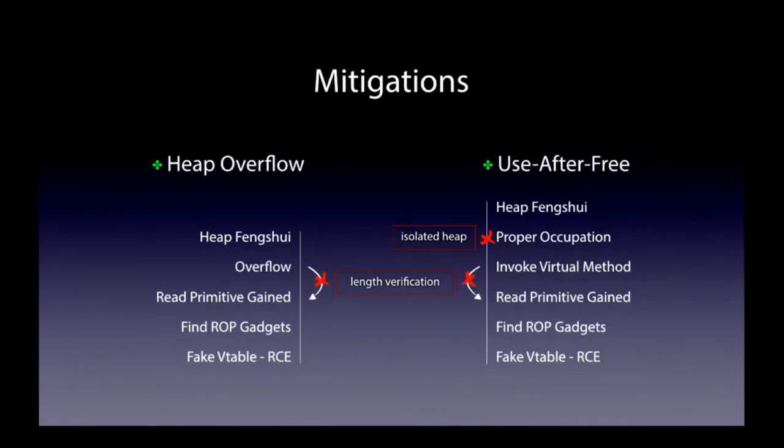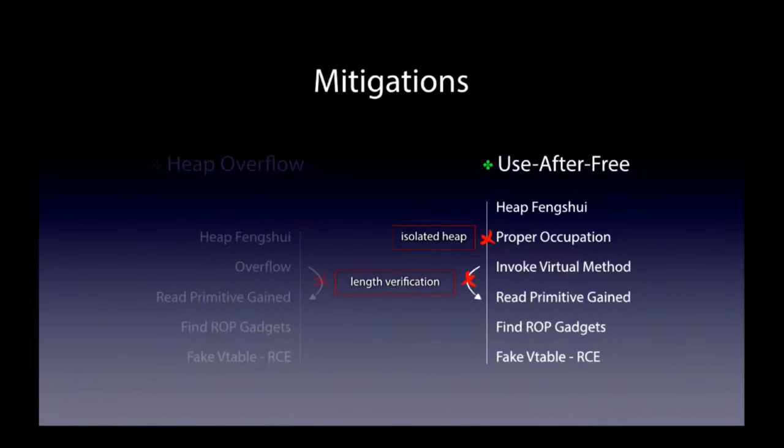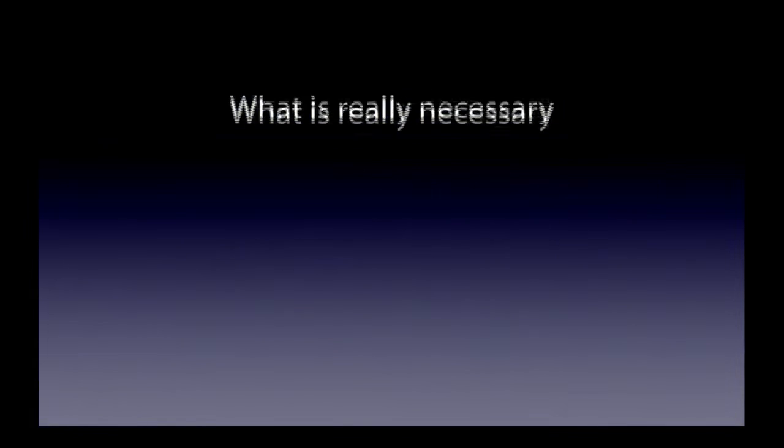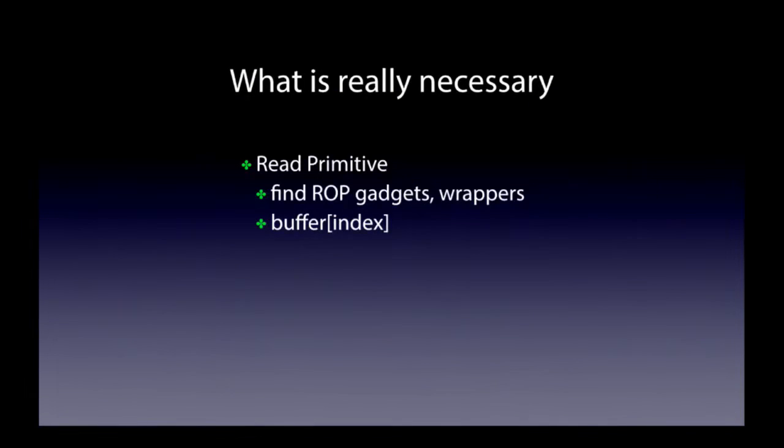So the mitigation itself is very useful and powerful. And today we mainly focus on use-after-free. Let's see how to bring this type of bug back to life. So what is really necessary for use-after-free to work? In my opinion, a read primitive helps a lot. And that is what all of the past year's Flash exploits share.